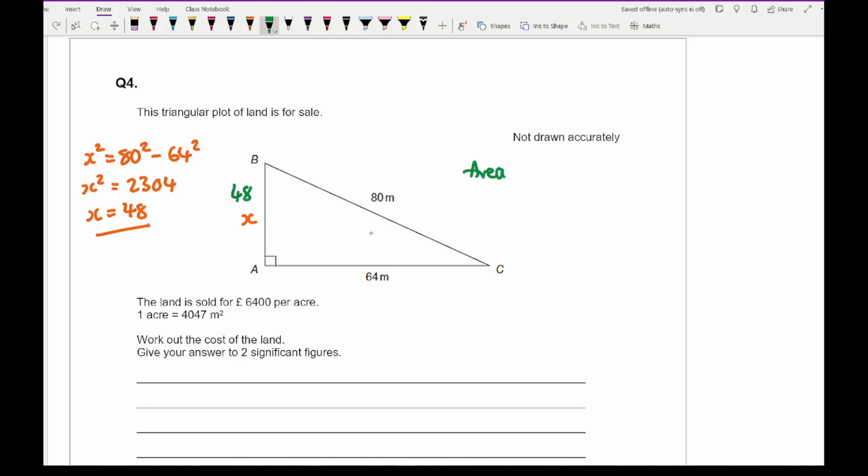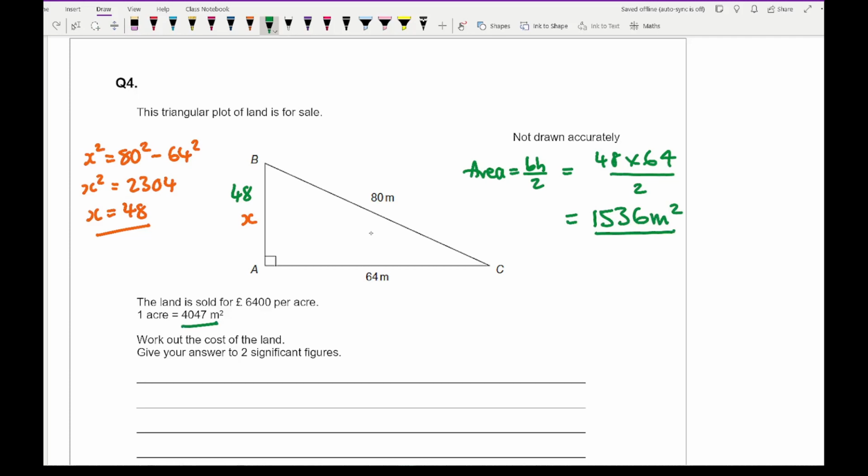So then, knowing the height, I can then work out the area. So the area is base times height divided by 2. So it's going to be 48 times 64 divided by 2. And that gives me an area of 1,536 square meters. Then I need to convert that into acres.